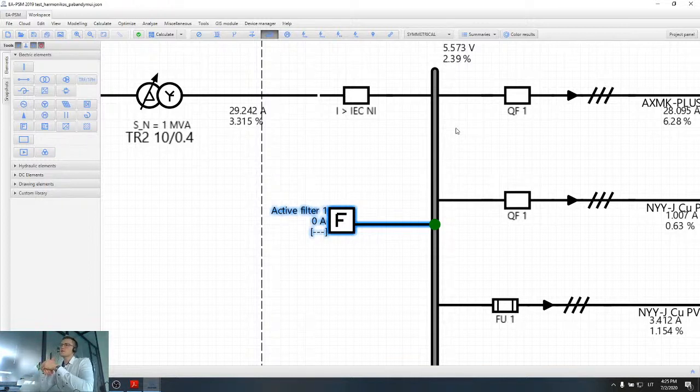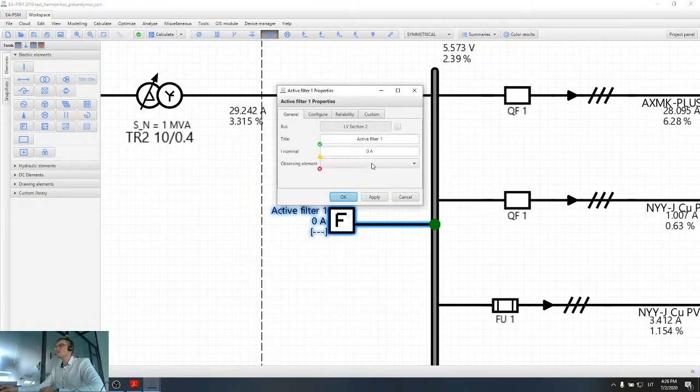When you inject current with an opposite phase angle into an electrical network, basically your currents mitigate each other. They sum, and because the phase angles are opposite, they sum to zero, so they mitigate each other. So this is one of the possible ways an active filter works.